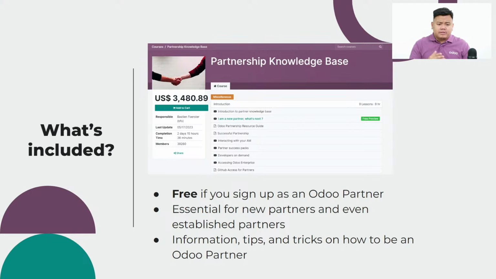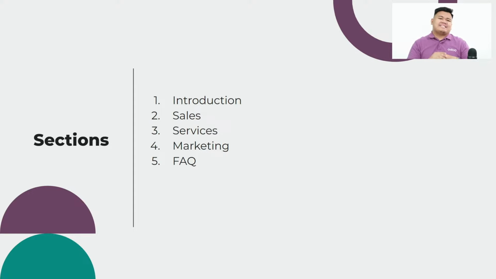Dahil napaka-importante ng resource na ito para sa mga bagong partner, para alam nila kung paano nga ba simulan ang partnership journey nila, at binabalik-balikan pa rin to ng mga established and very experienced partners because that's how valuable this resource is. Right? Basically, kung naging partner na kayo, once naging partner na kayo, tratuhin nyo ito as your Bible. You really know the information that you need to know about the Odoo Partnership. Now, this partner knowledge base has different sections.